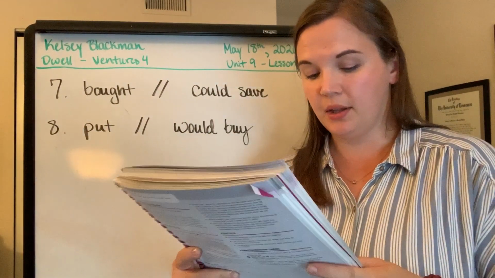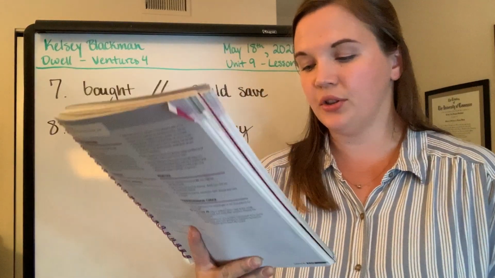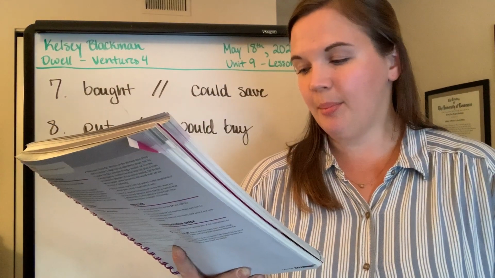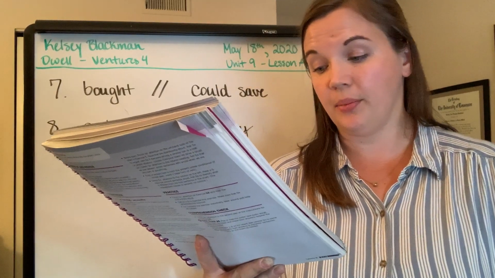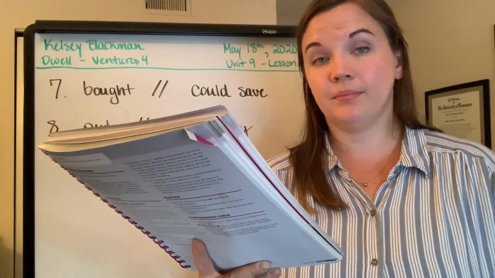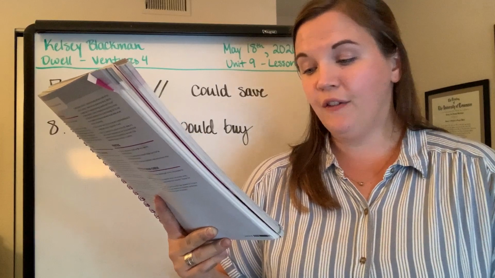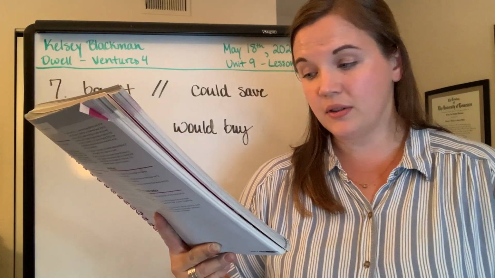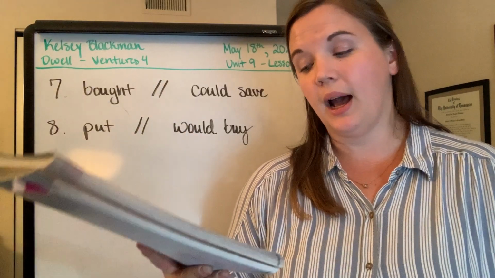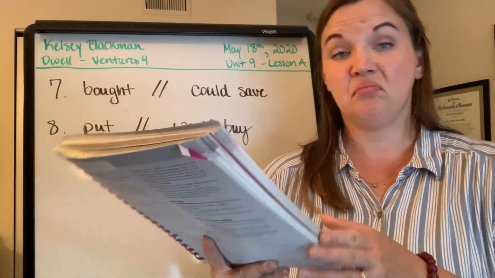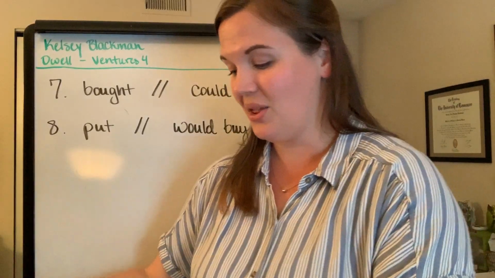So number 7, just to be clear, energy efficient appliances use less electricity. If May's family bought a new washing machine, they could save money on their electric bill. Pretty straightforward. And then number 8, Christina never puts enough air in her tires. If Christina put more air in her tires, she would buy less gasoline. That's a good tip. Leo, is that true? Maybe you can tell us in the WhatsApp group.